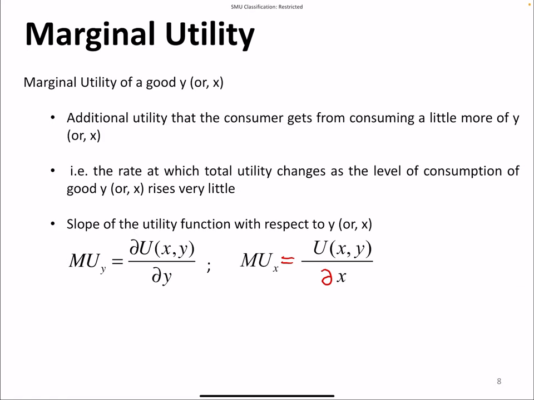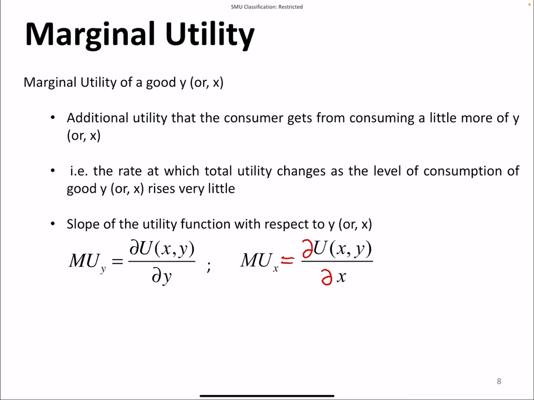Do you remember the concept of the partial derivative? Try to refresh your memory from calculus. The utility function has two variables because we assume two goods in this textbook, good x and good y. Mu x is the partial derivative of the utility function with respect to x, and mu y is the partial derivative with respect to y. So mu x is partial u, partial x. This means that you take the derivative with respect to x while fixing y as constant.